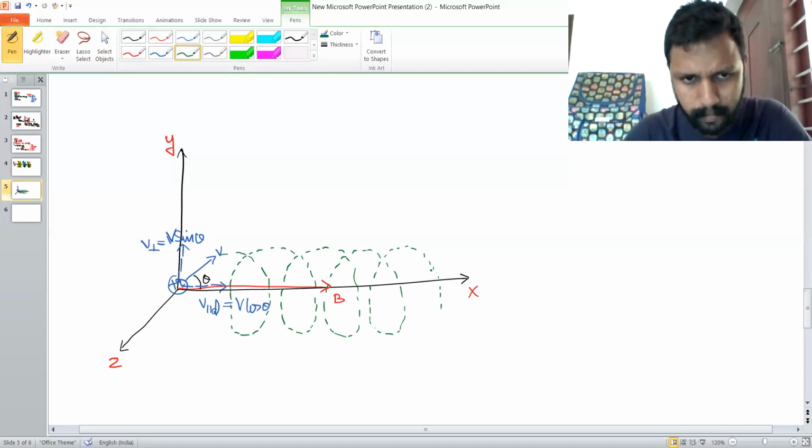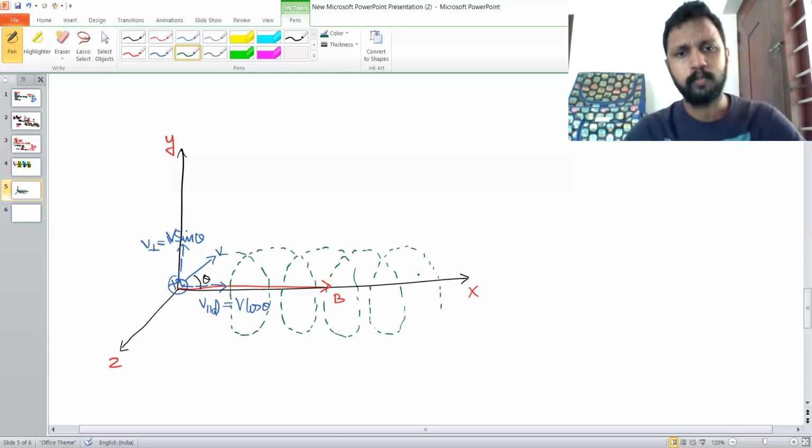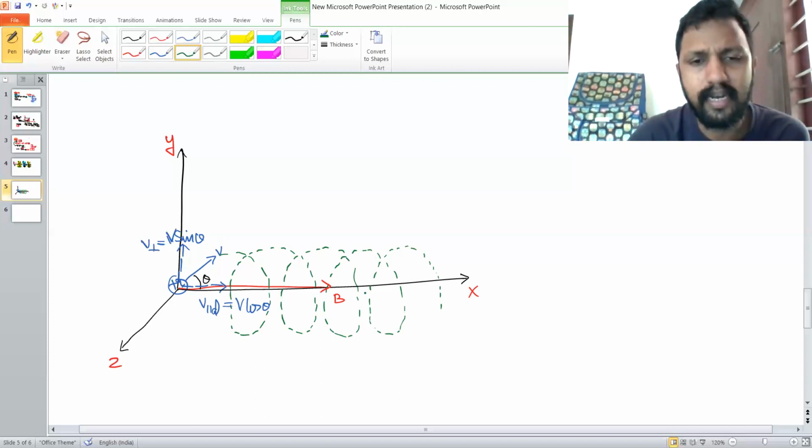Okay. Therefore, the component which is parallel will try to move it forward. The component which is perpendicular will try to move it in a circular path. The combined effect will create a helical motion like this. Therefore, the charge particle which is thrown at an angle which is less than 90 degree will move in a helical motion. Let's rewind the situations.